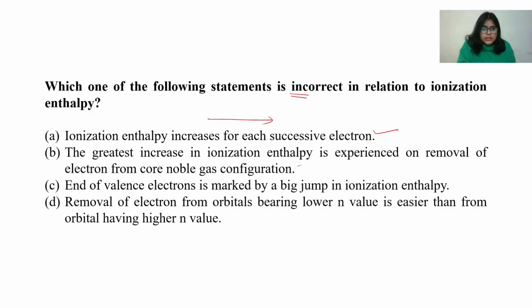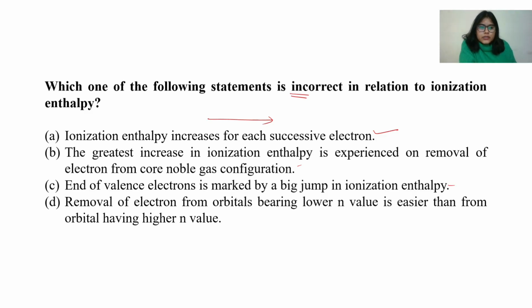Then, end of valence electrons is marked by a big jump in ionization enthalpy. Correct, because as the valence electrons end, you will end up coming at the noble gas configuration, and then the ionization enthalpy would be very high, because in each period the noble gas has the highest ionization enthalpy. So the statement is also correct.